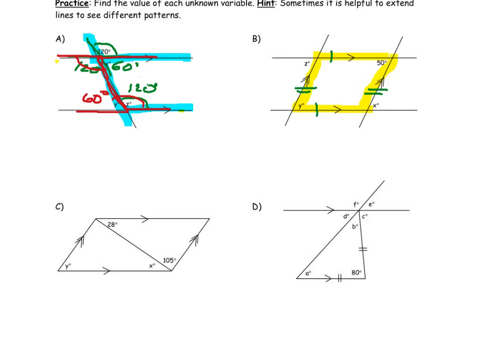So maybe you're starting to see these patterns, and maybe you can see that X is also equal to 50 degrees because it's alternate to the given angle of 50 degrees. Maybe you can see this straight line, and therefore the angle adjacent to X on the other side would have to be 130 because those two angles together have to add to give you 180.